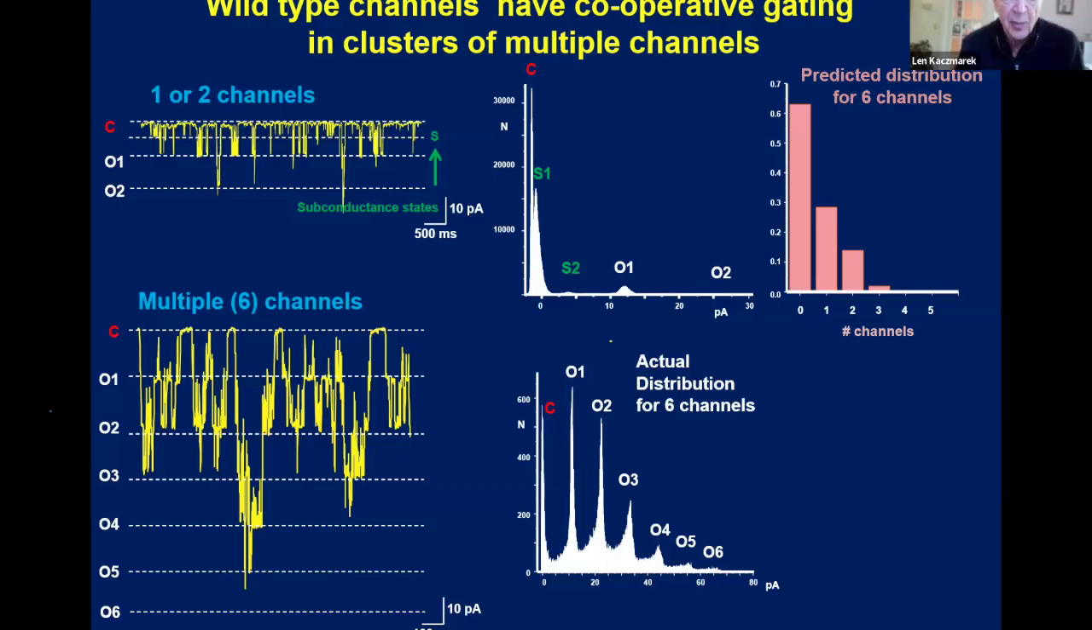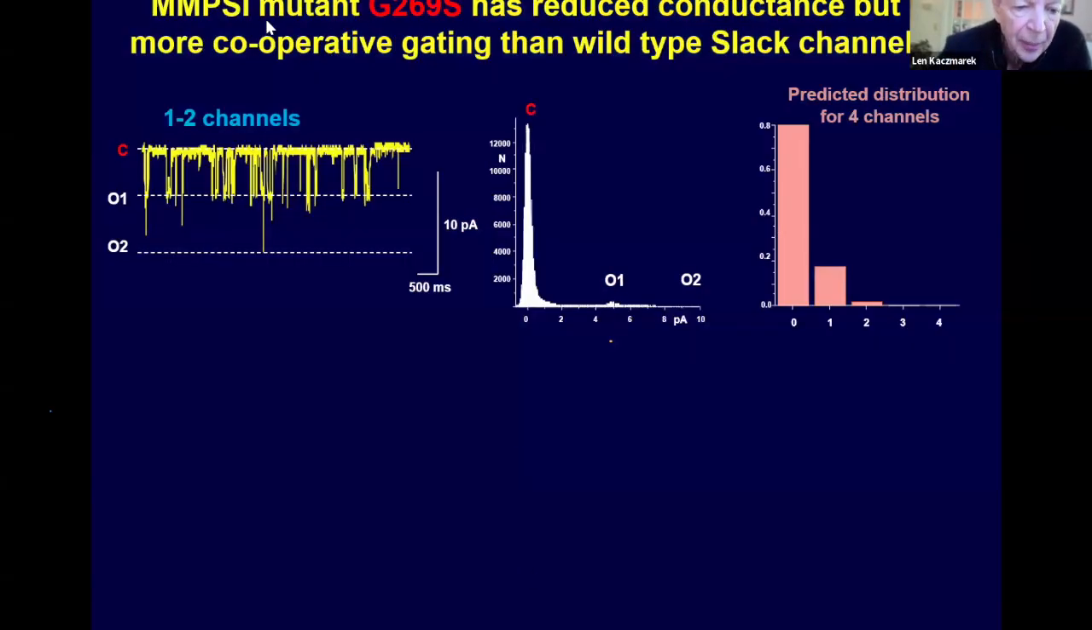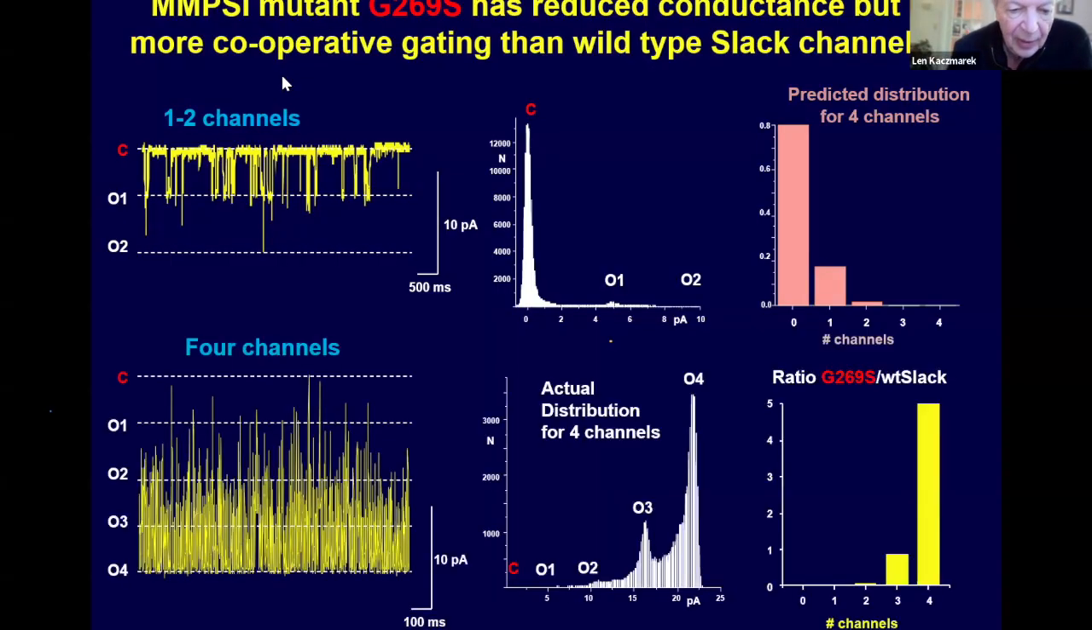The most extreme example of this is in this particular mutation, which is actually near the core of the region. This was disappointing to Jack when he first looked at it, because he said, there's no way this is a gain of function. This channel has a smaller opening, lower conductance than the wild-type channel, and it's opening less frequently than the wild-type channel. And so you look at 1 or 2 channels, and this is the distribution you get with 1 or 2 channels. You would predict, if you happen to have 4 of them together, and they were just acting independently, this is the distribution you get.